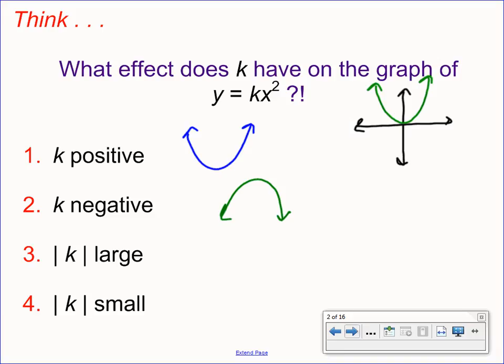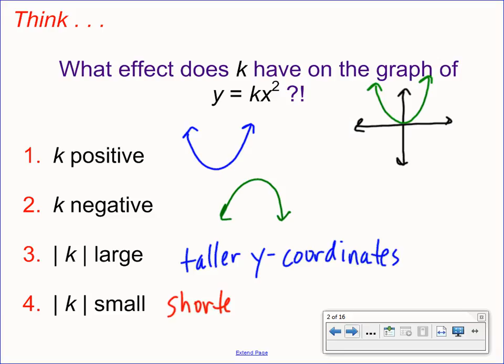Large values of k, what's that going to do to your U? Again, taller y-coordinates means you have steeper arms. If k is small, then we've still got right side up or upside down, but we've got shorter y-coordinates. We've got more gradually sloped arms, and so we're going to have kind of a wider bowl shape. We'll call that shorter y-coordinates again. So taller y-coordinates, steeper arms, and shorter y-coordinates, the arms are less steep.